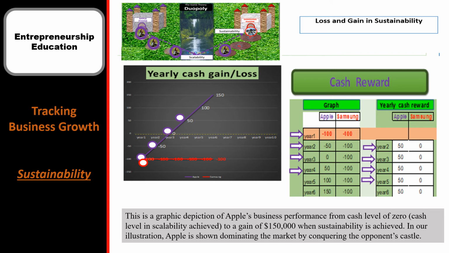And again, we assume that Apple wins the next round. Apple is rewarded $50,000, and that brings Apple's cash level to $100,000. And that is also shown when Apple continues to march towards Samsung's castle. And if Apple again wins the next round, $50,000 is rewarded to Apple. That brings the company's cash level to $150,000. That is displayed here on the graph, and we can see Apple marching and conquering Samsung's castle.